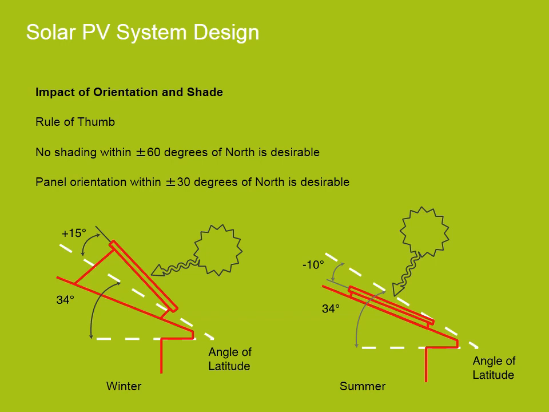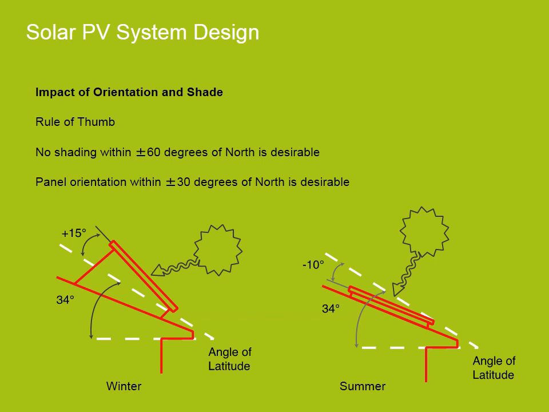A general rule of thumb regarding solar access and shading is that no shading should be present in the key daylight hours between 9 AM and 3 to 4 PM within plus or minus 60 degrees north. If the main loads are in winter months when solar availability is reduced, tilt angles should be more vertical, approximately equal to latitude plus 15 degrees to maximize exposure to the low winter sun.